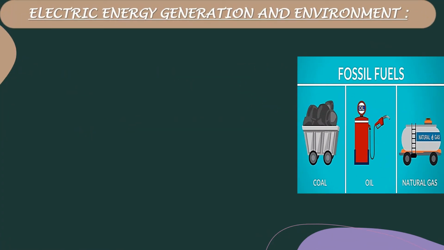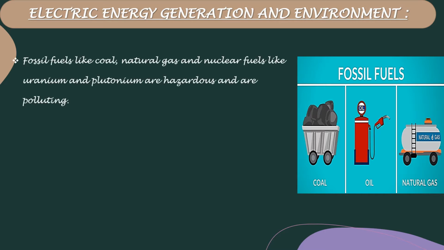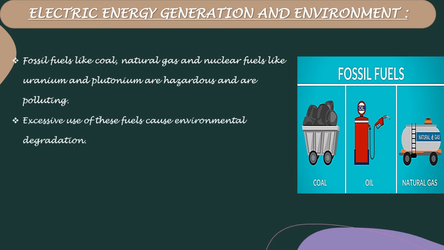Now students, let us understand about electric energy generation and environment. Now electricity generation based on fossil fuels like coal, natural gas and nuclear fuels like uranium and plutonium are not environment friendly. It means that if electrical energy is generated using these fuels, it can lead to environmental degradation. That means excessive use of these fuels causes environmental degradation.